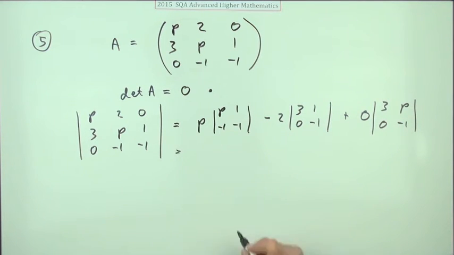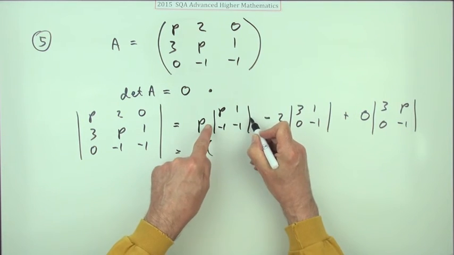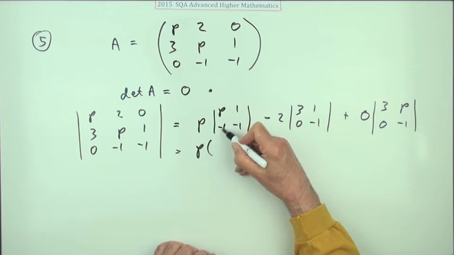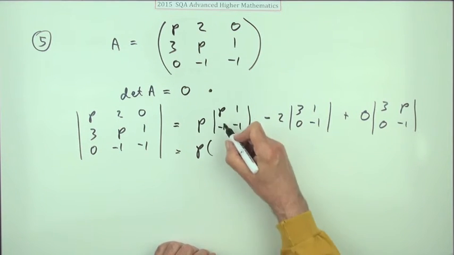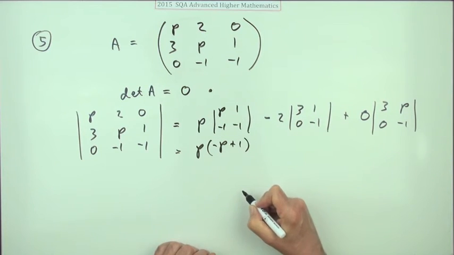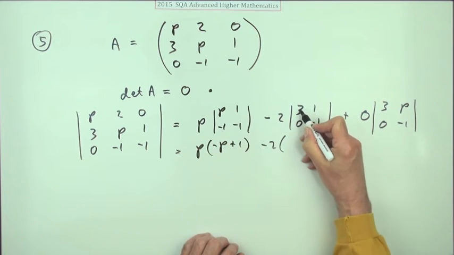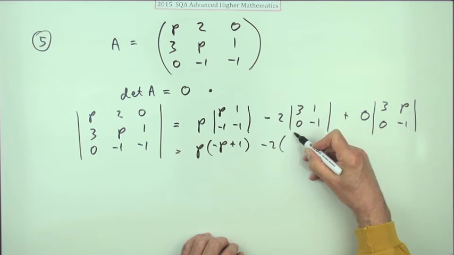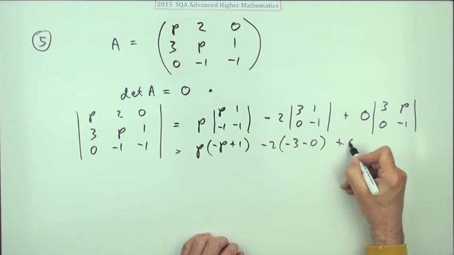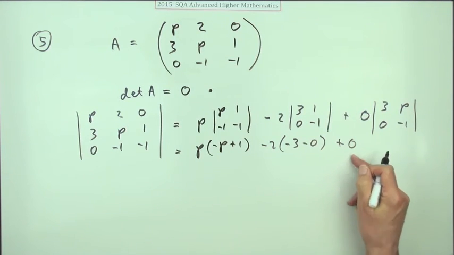Now, working that out, so that'll be P times the determinant of a little 2x2 matrix. That's the main diagonal product minus the other diagonal product. So that'll be negative P, take away -1, which is +1. That's minus 2 times, and that'll be -3, but take away nothing. So just -3, I'll put in minus nothing. And of course that's 0, which I'll just emphasize again.